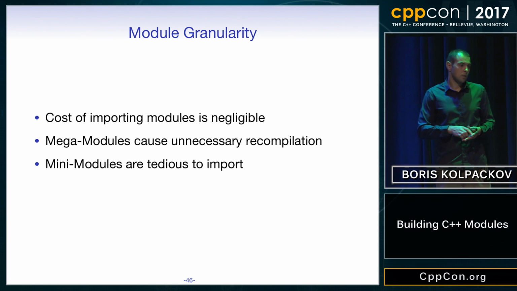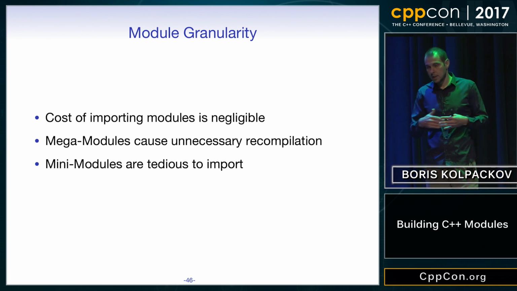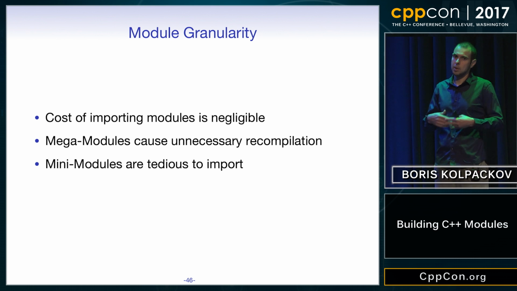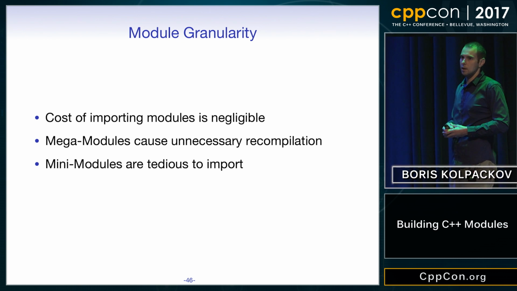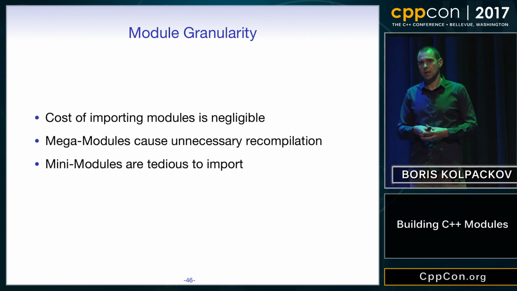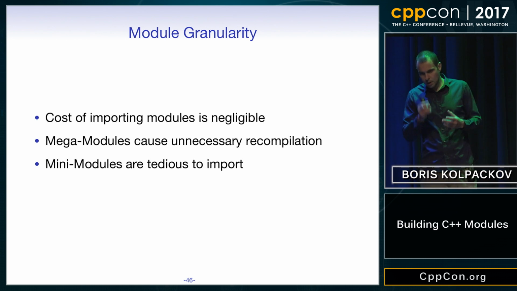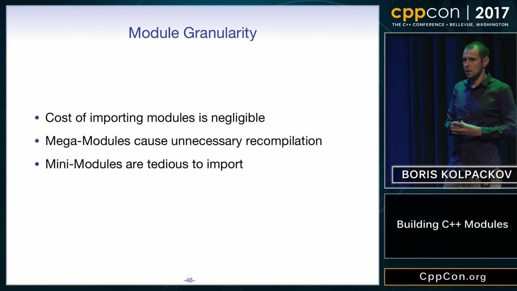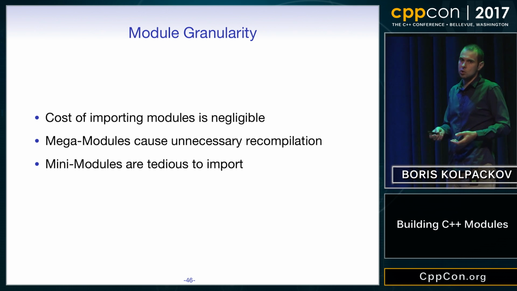The other drawback of mega modules is that if you have your interface littered with your implementation details, it becomes hard to read. You can work around that by moving your implementation details towards the bottom of the file, but you might as well just factor it into a separate translation unit. The other extreme is mini modules, where you split everything into tiny bits and pieces, and this is both tedious to write, to maintain, as well as to import.